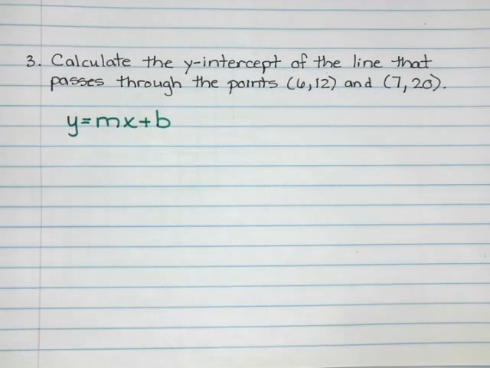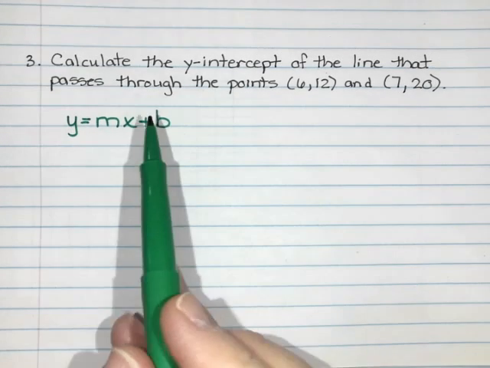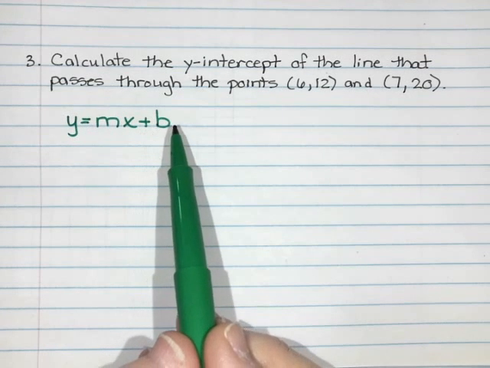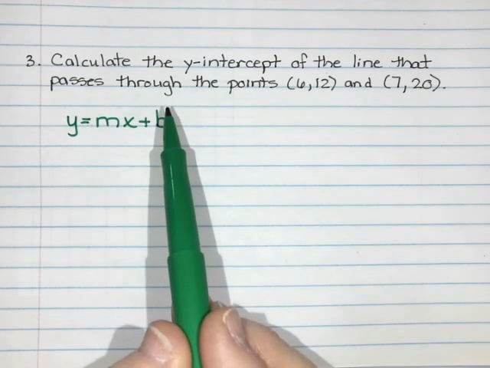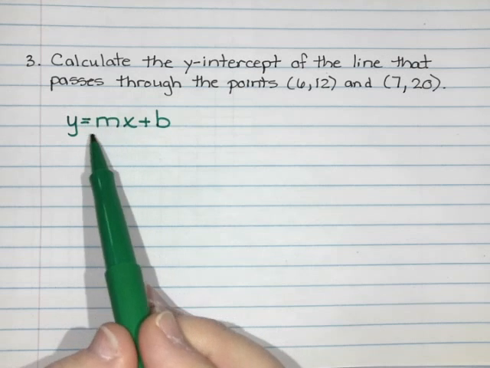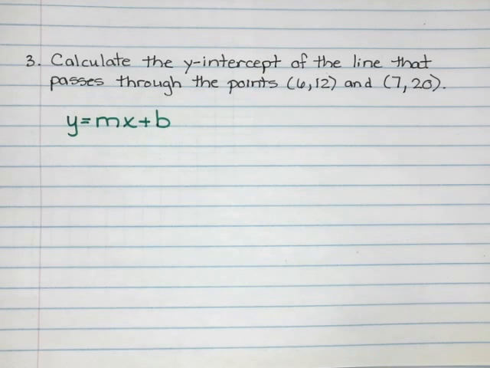Our other choice is to use a graph, but we don't have a graph right now, so I'm going to try using this equation. Now, in the equation, the y-intercept is the b, the m is the slope, and x and y represent points on our line.